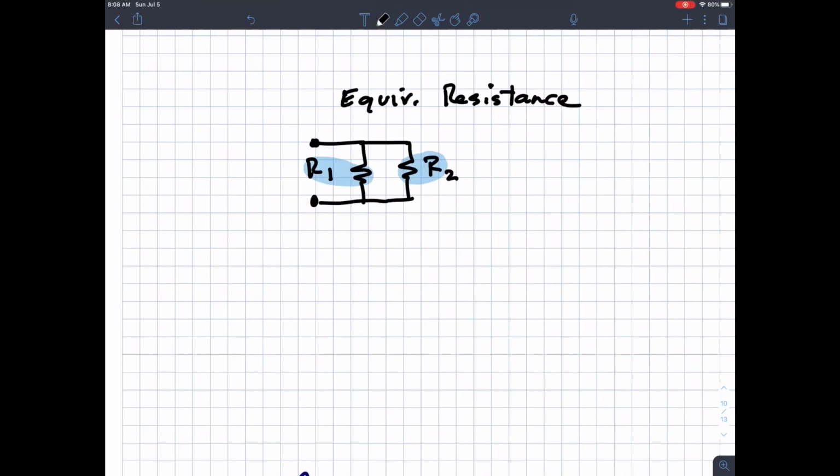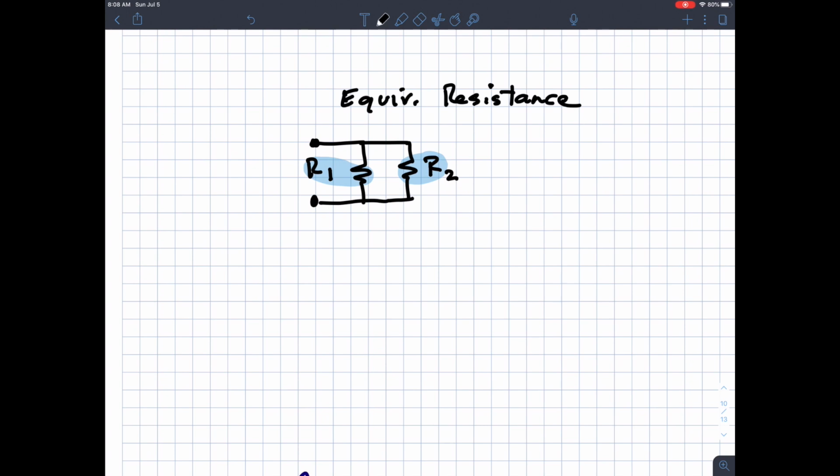The goal is to give you some practice on finding equivalent resistance for overall circuits. We're going to look at resistor combinations that are sometimes in series, sometimes in parallel, sometimes neither. They don't have to be one of those two categories. And we're trying to come up with an overall equivalent resistance that lets us simplify circuits for analysis later on.